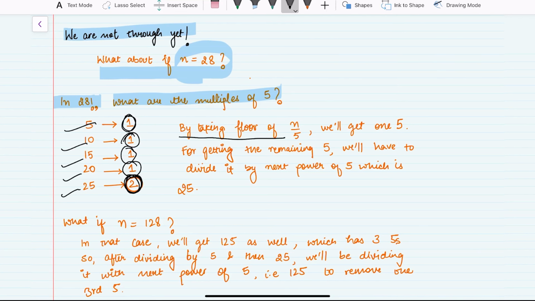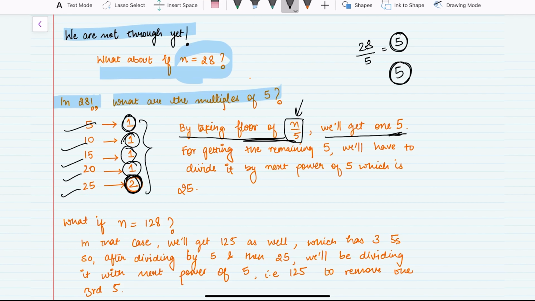So by taking the floor of n by 5 with the formula, that means 28 by 5, this is going to give us 5 only, right? So that means here we are going to get just 5 zeros. But here we can see that there are 6 zeros in total. So for getting the left out 5, that means the 5 which is still to be counted, we'll have to divide by the next power of 5, which is 25. So now we actually have to calculate using the power of 25.